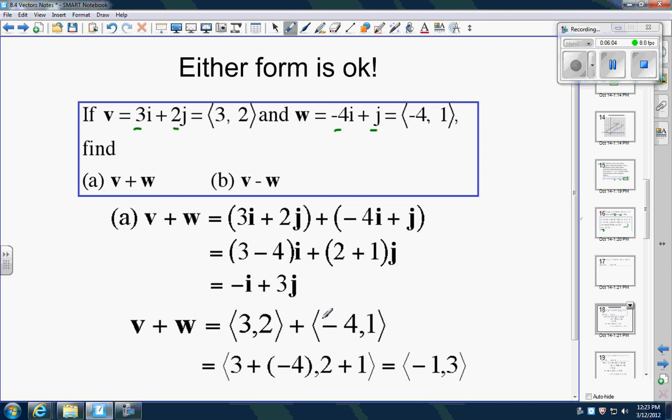Okay, this form down here may be simpler for you guys, but do write these out. Don't try and do too much in your head here. So we're taking 3, 2, we're adding negative 4, 1. We can literally see those pieces match up, and we get here. You give me that answer or that answer. Either one of those is fine.